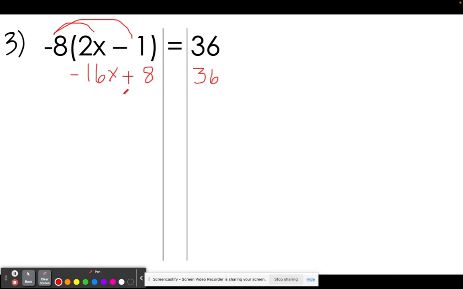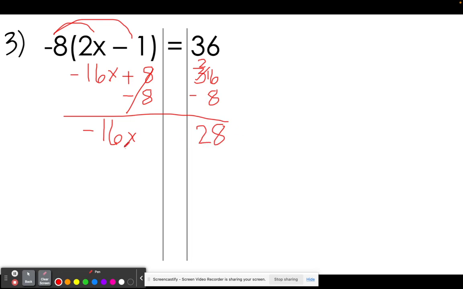Now I'm going to subtract 8 from both sides. This one doesn't look like it's going to be a very nice one. I get negative 16x. And when I subtract 8 from 36, I get 28. Wow, that doesn't look like a very nice answer because I have to divide both sides by negative 16.